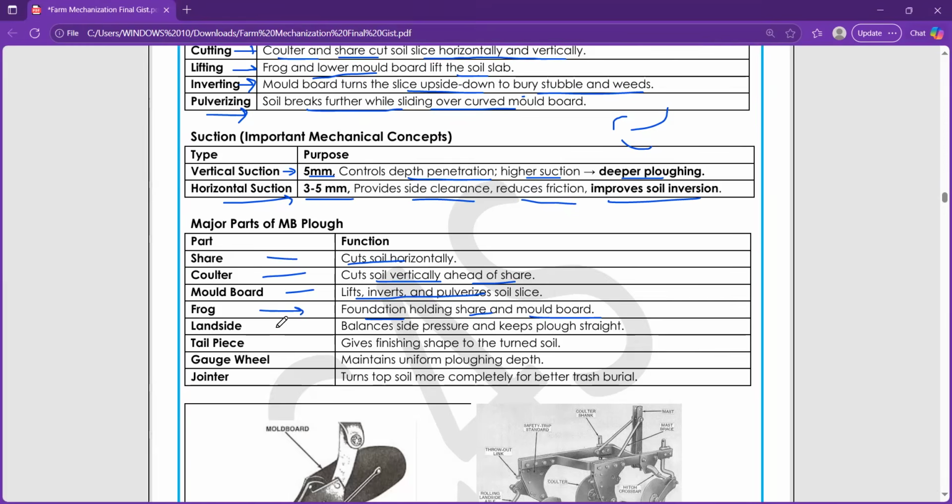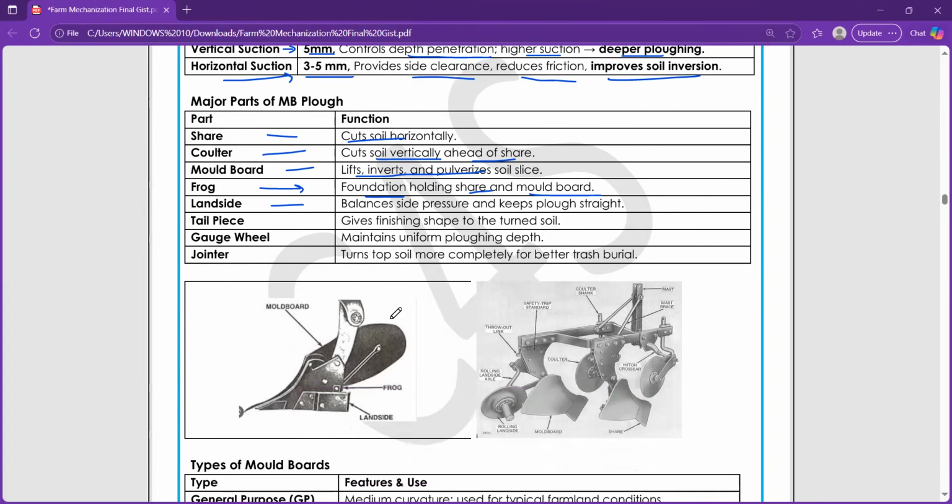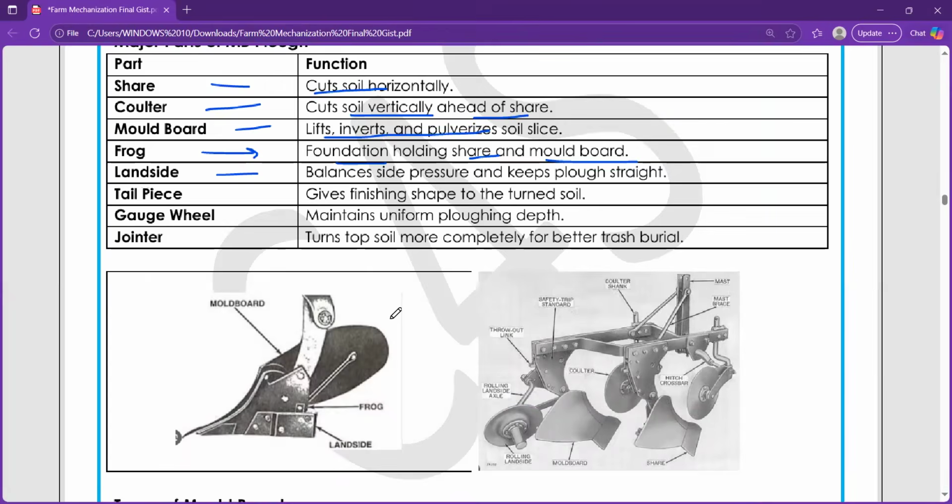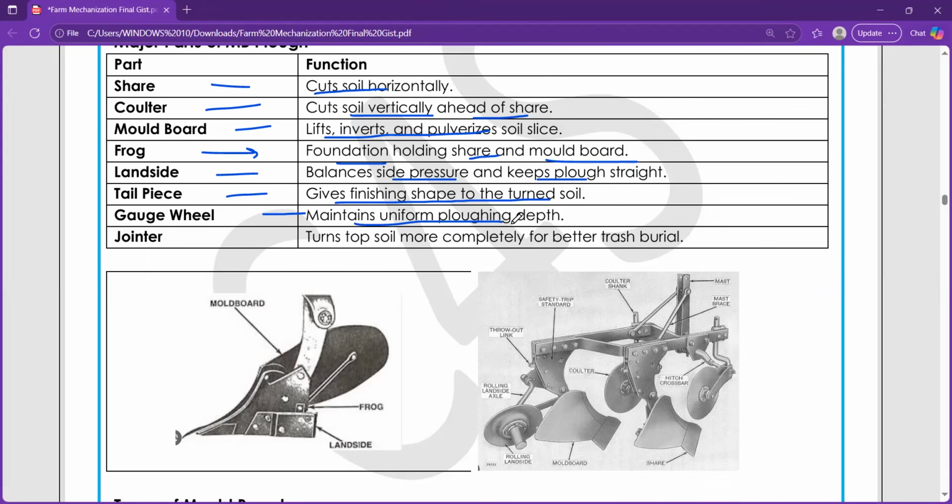Next, we have the land side, as you can see in the image. Let me zoom in further. The land side balances the side pressure and keeps the plug straight. Then we have the tail piece, which gives the finishing shape to the turned soil. The gauge wheel maintains the uniform plugging depth, and the jointer turns the top soil more completely for better burial.